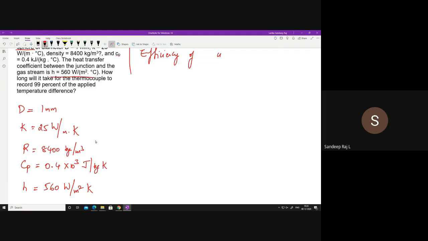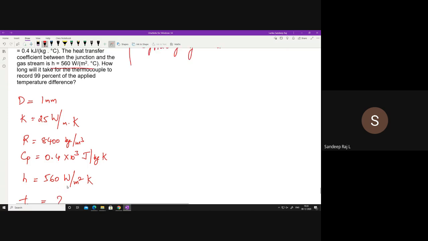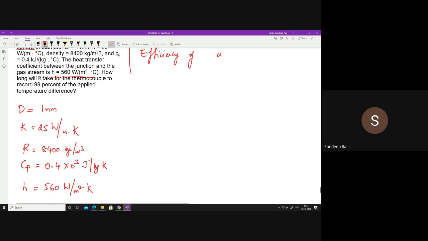And then he's asking you to find how long it will take. So he's simply asking time. What is the time value he is asking? Right. See, how long will it take for the thermocouple to record 99% of the applied temperature difference?